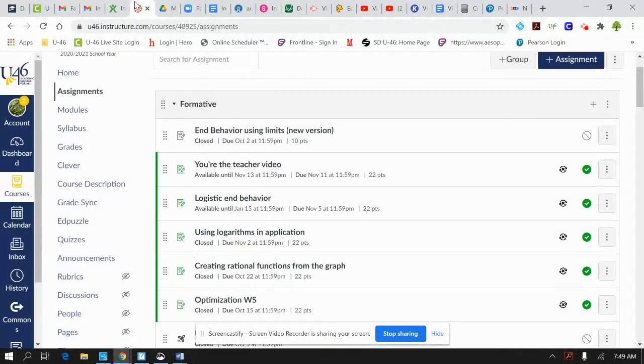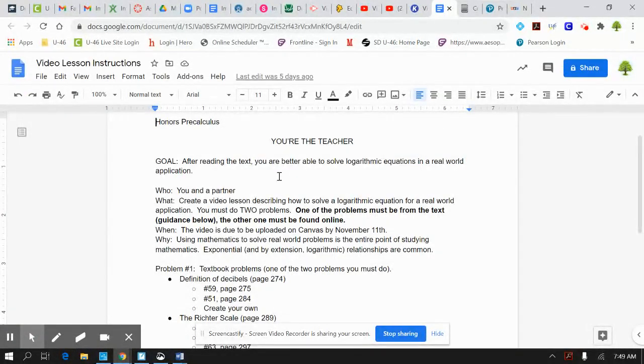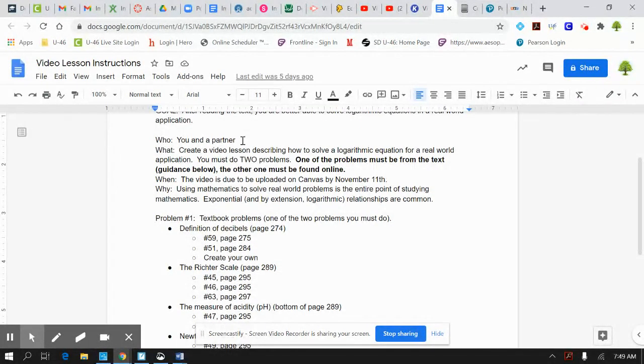Here are the instructions, which are already on Canvas. If you go to Canvas underneath assignments, you'll see the "You're the Teacher" video, and it has what you're seeing right now, this PDF. You pick a partner in this class or another class that I teach, and you have to create a video that covers two problems, where you're solving using logarithms. They have to be real world problems, and you have to show your work. You have to write it out.